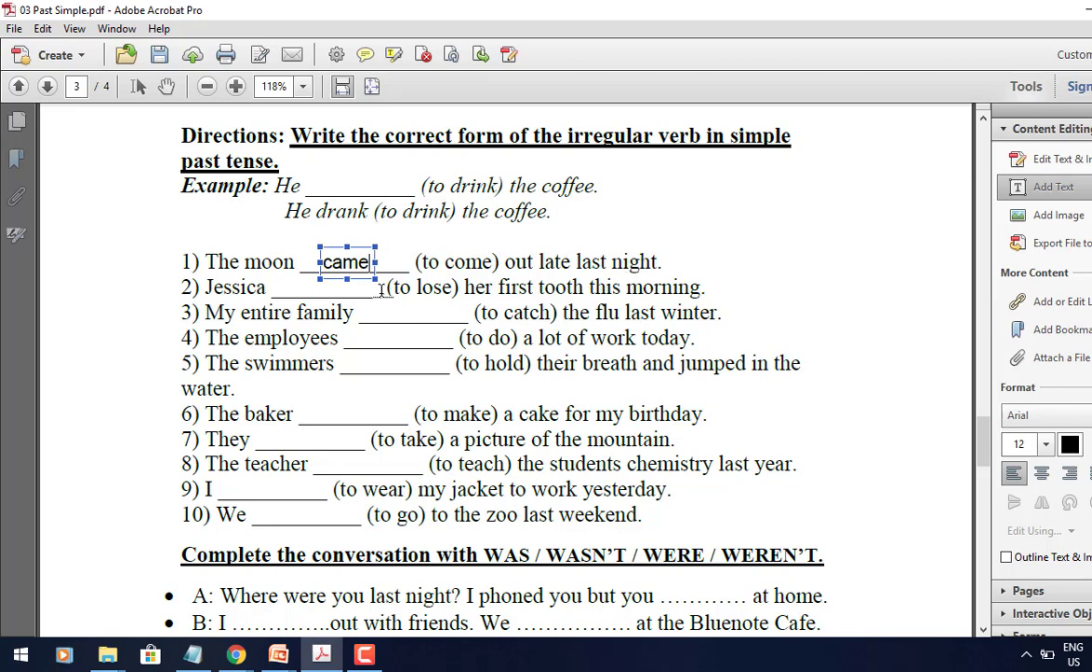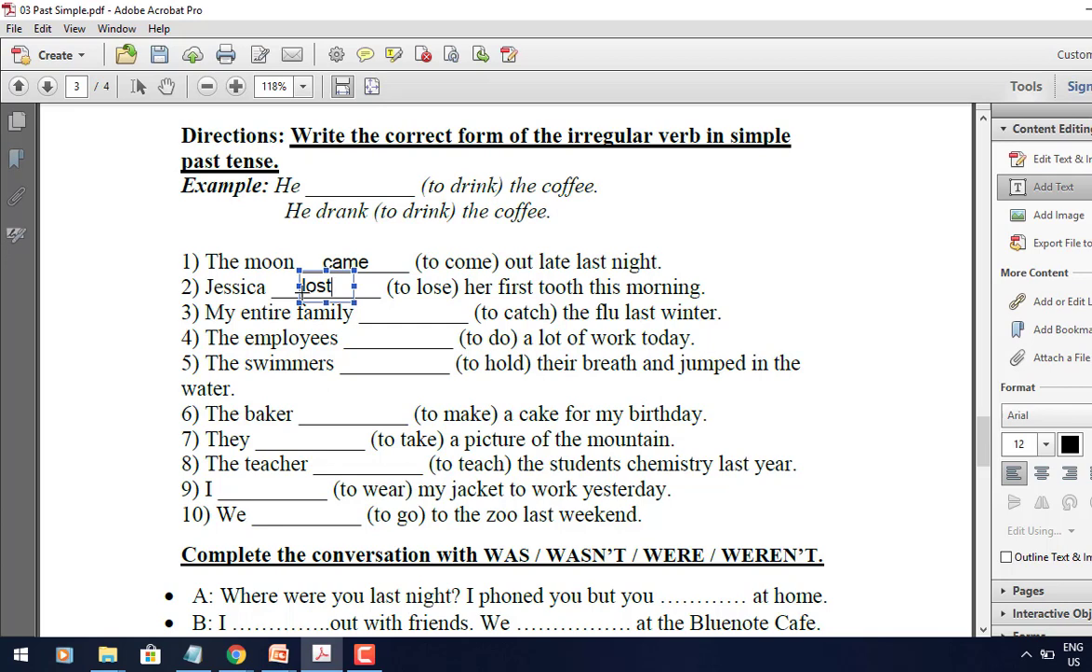Number 2. Jessica to lose her first tooth this morning. Then lose is an irregular verb. We change it to the past form. So the past form of lose is lost. Well done. Jessica lost her first tooth this morning.